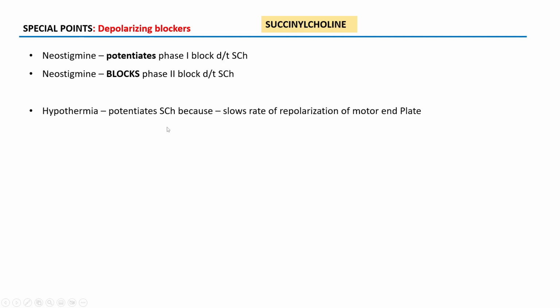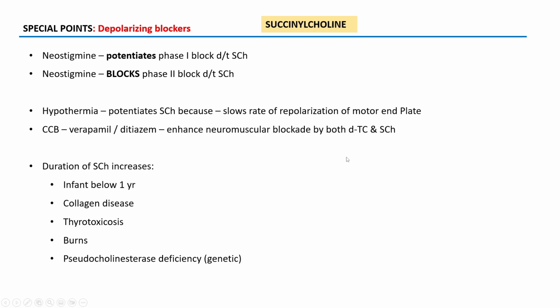Hypothermia can potentiate succinylcholine because there is a slow rate of repolarization of the muscle end plate. And drugs like calcium channel blockers, like verapamil and diltiazem, can enhance the neuromuscular blockade produced by both D-tubocurarine and succinylcholine. So which are the conditions where the duration of succinylcholine will be increased, leading to the risk of apnea?